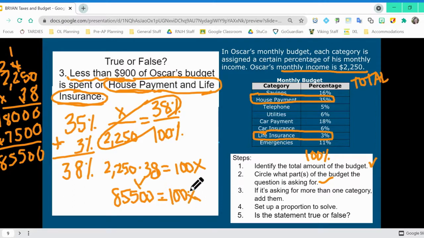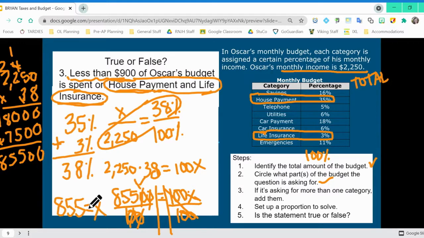100x. So now we want to get the x by itself. So this means 100x. 100 times x. Mashed means multiplied. So if you see a number and a letter mashed together, that means you're multiplying. So the opposite of multiplying is dividing. So we divide each side by 100. And we take off 2 zeros here and 2 zeros here to simplify it, which gives us 855 over 1. And that simplifies to be just 855 is equal to x.